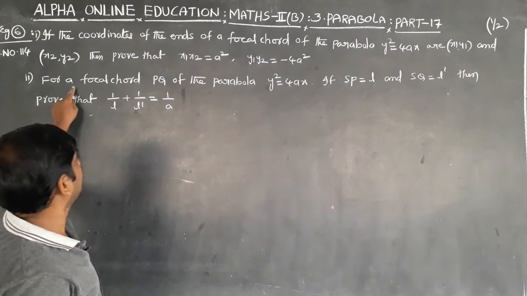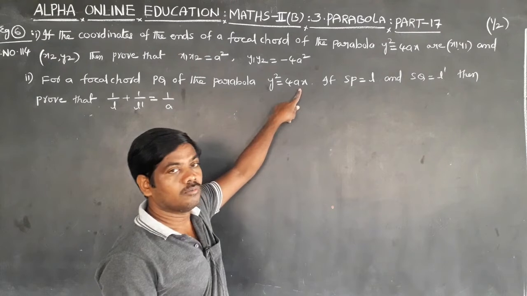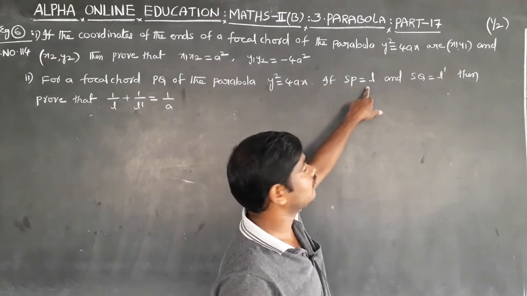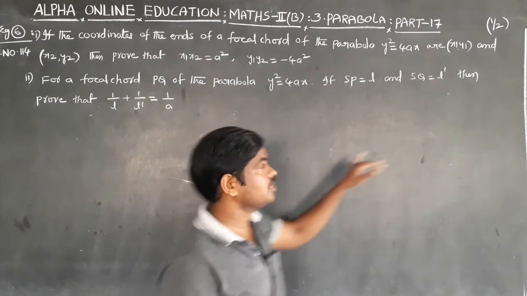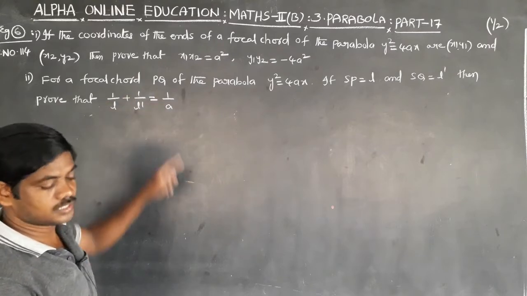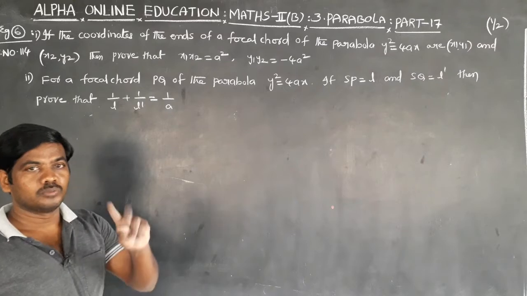And for a focal chord PQ of the parabola y² = 4ax, if SP = l and SQ = l', then prove that 1/l + 1/l' = 1/a. Here we prove two cases.